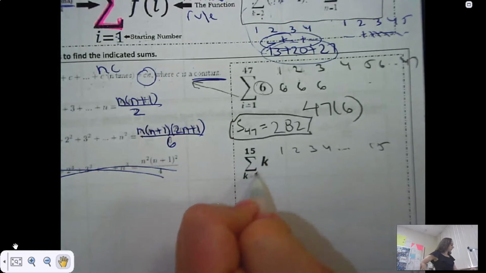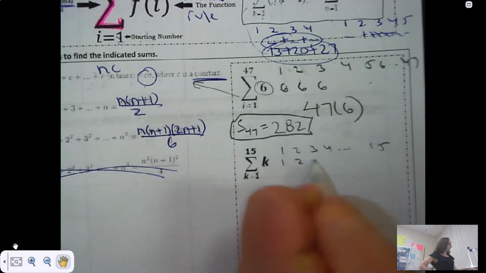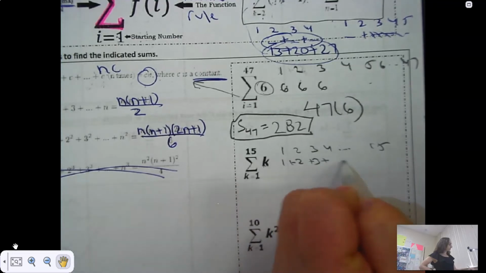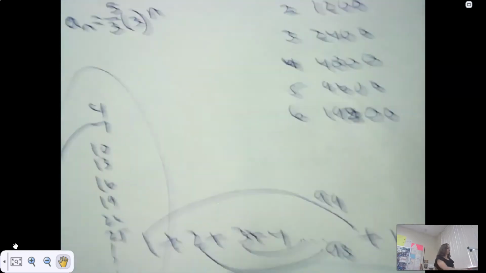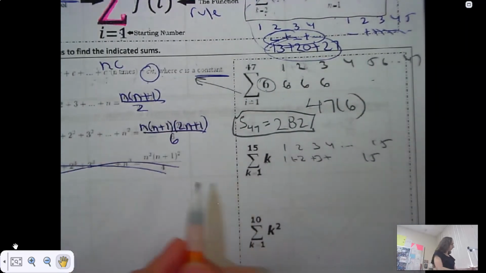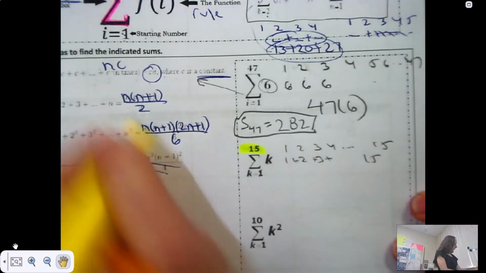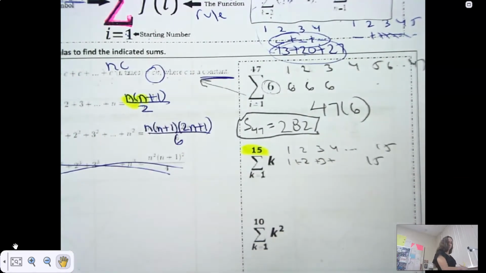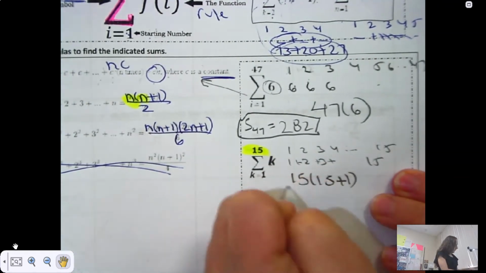So what is the first number? 1. What is the second number? If you plug in 2, 2, 3. So you're really going 1 plus 2 plus 3 plus 4 all the way to 15. This is kind of like the first, when we found the sum of the first 100 numbers, but we never found it. This is the formula. It's saying, okay, your n represents how many numbers you're using. So I'm going to go 15 times 15 plus 1 over 2.